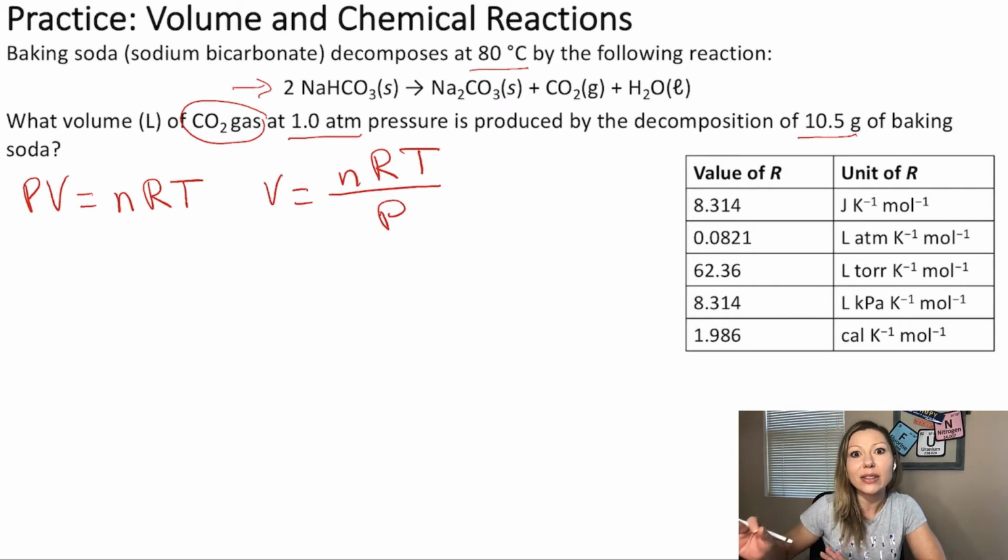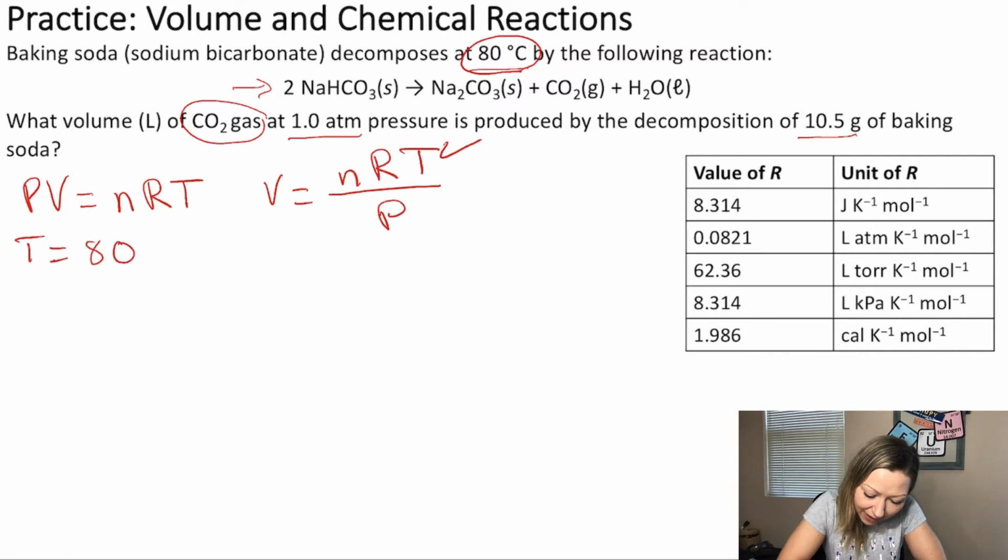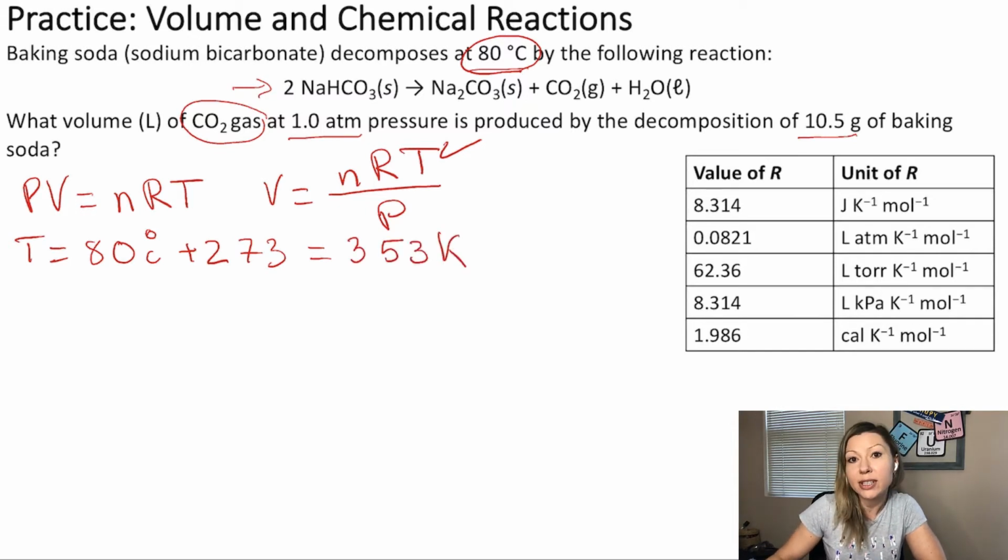So let's take a look at all the variables. Do we have the temperature given to us? Yes, we do, right? We are at 80 degrees Celsius. So T, temperature, equals 80 degrees Celsius, which we can convert into Kelvin by adding 273, which is going to give us 353 kelvins. Are we given the pressure? Yes, we have the pressure. We have 1 atm pressure.